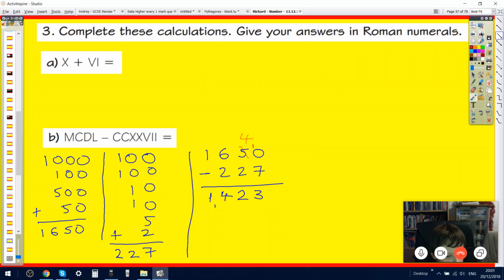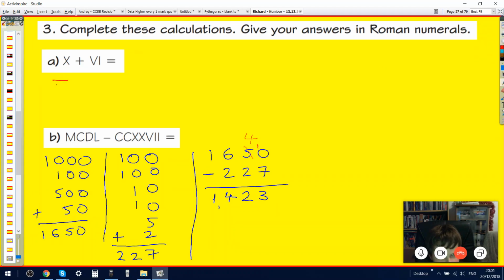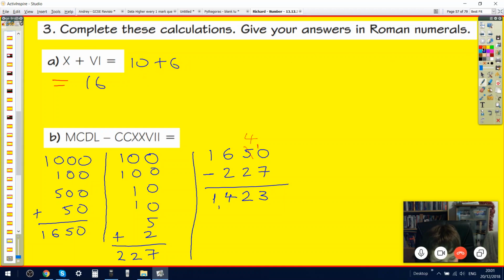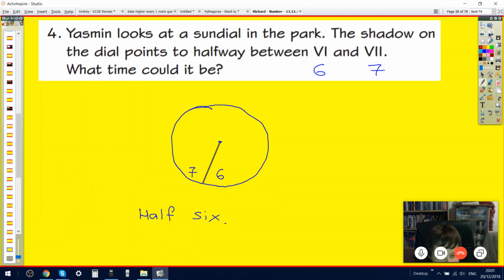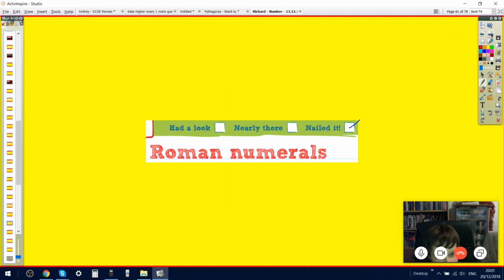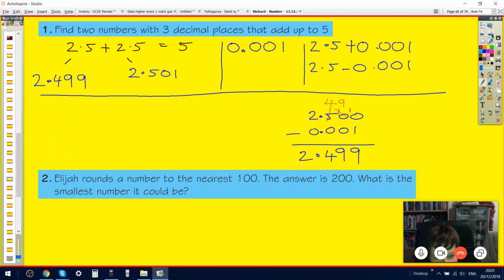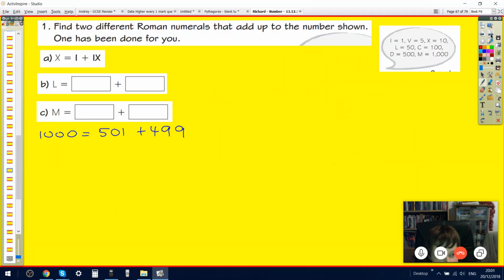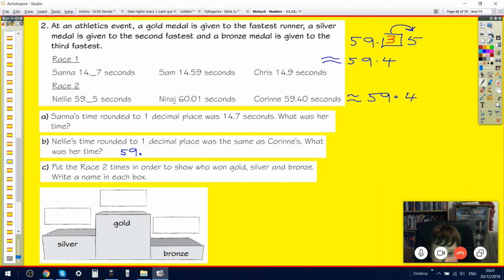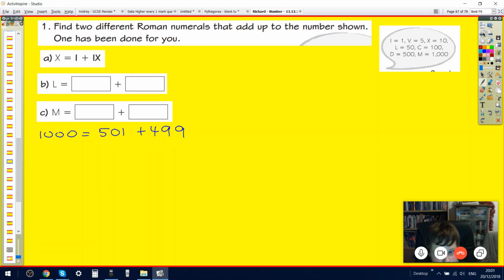That was just more of the same. What would be this one? Well, that would be 10 plus 6, which is 16. That is 16. And we go back to red. That's okay. And then we were into those. Okay, and then we got to there.